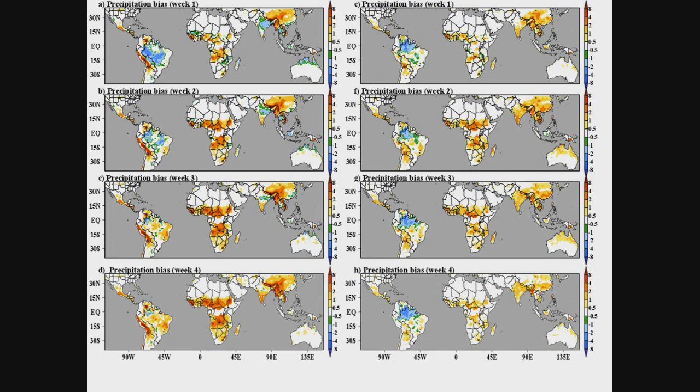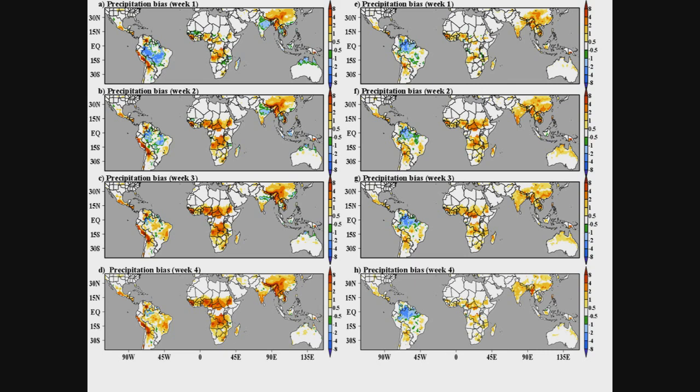And the reviewers always point out the issue with discontinuities in the time series because I'm appending observations to forecasts, and also biases in the model could affect the perceived predictability, right? So here it's just the precipitation bias for week 1 to 4. This in the case of onset dates, and this in the case of demise dates.